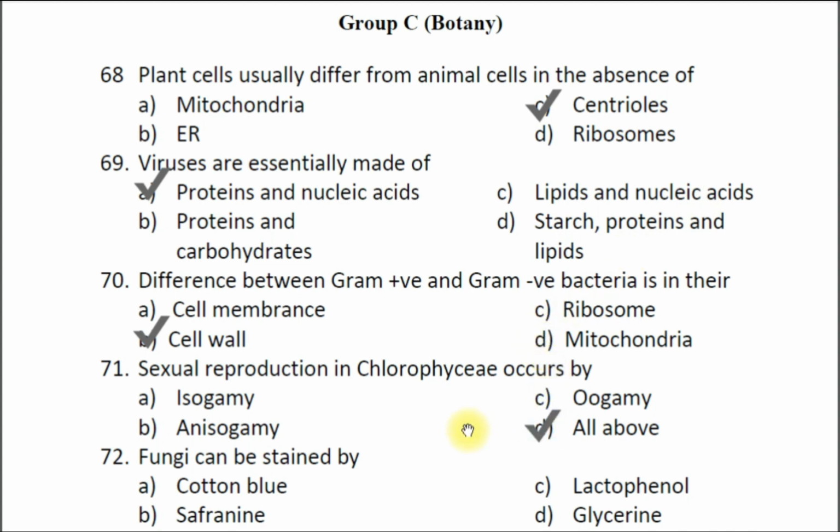Now let's see what these terms mean. Isogamy means the fusion of the similar gametes. Anisogamy means fusion of dissimilar gametes. Eugamy means the fusion of the large non-motile gamete. So in the Chlorophycaceae, that means the green algae, all of these mechanisms of sexual reproduction are present.